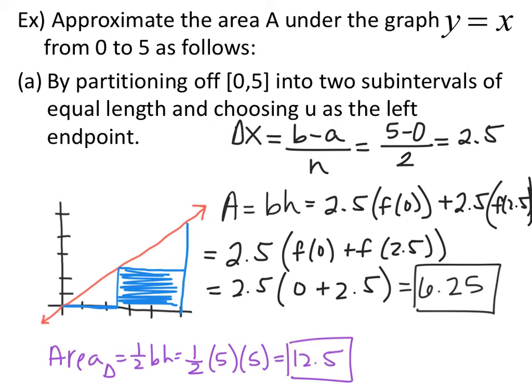So it's a triangle, so you get 1/2 base times height. The full base is 5, the whole height is 5. So the actual area is 12.5. We know this because it just makes a triangle, but most curves aren't going to make a nice easy shape. So you can see how much of an under approximation this was.